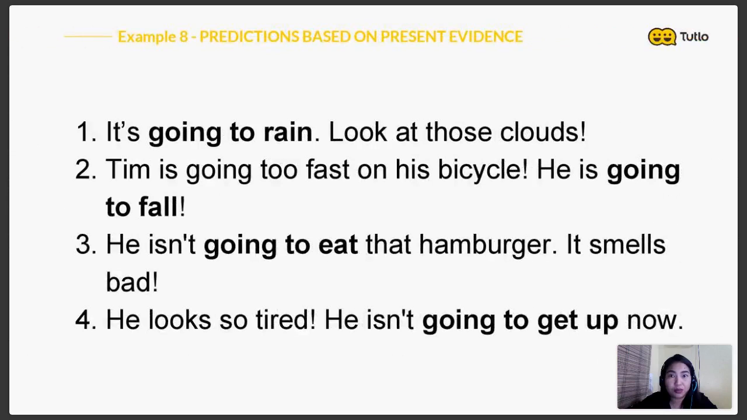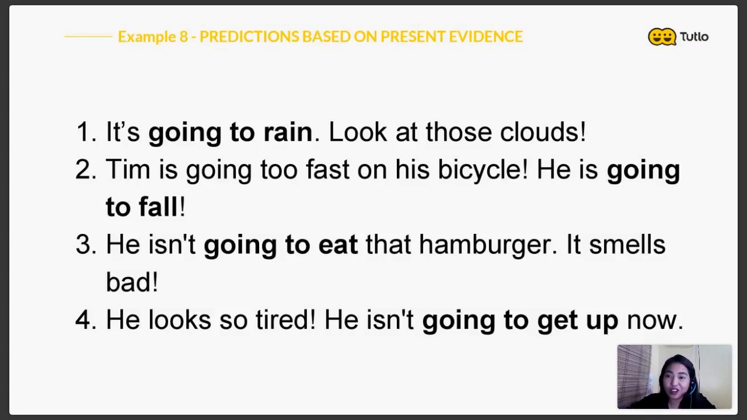All right, for example, number one, it's going to rain. Look at the clouds. Number two, Tim is going too fast on his bicycle. He is going to fall. Number three, he isn't going to eat that hamburger. It smells bad. And number four, he looks so tired. He isn't going to get up now. So these are examples of predictions based on present evidence. All right. So we know what's going to happen because it's obvious.